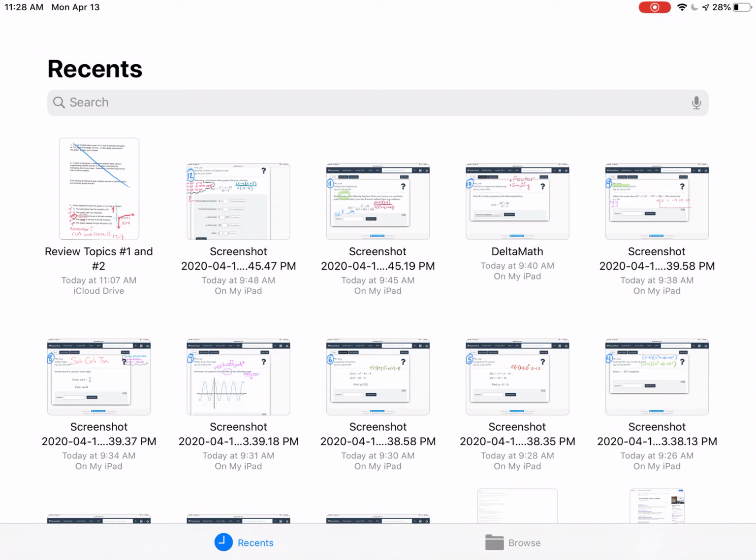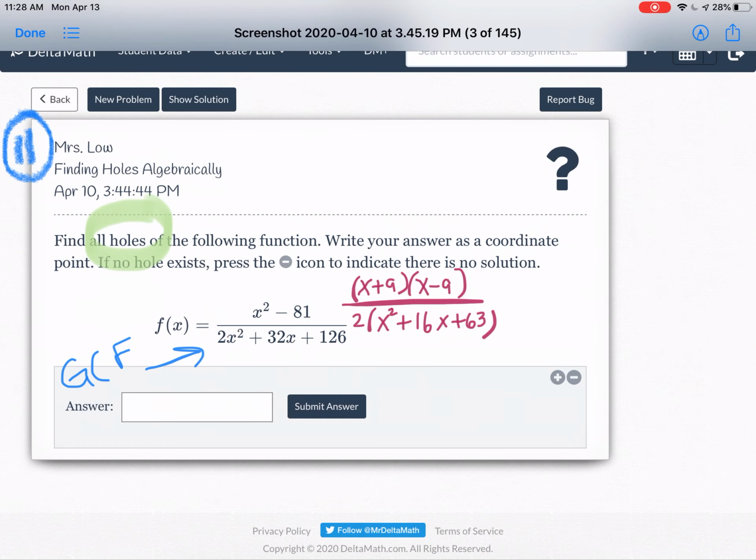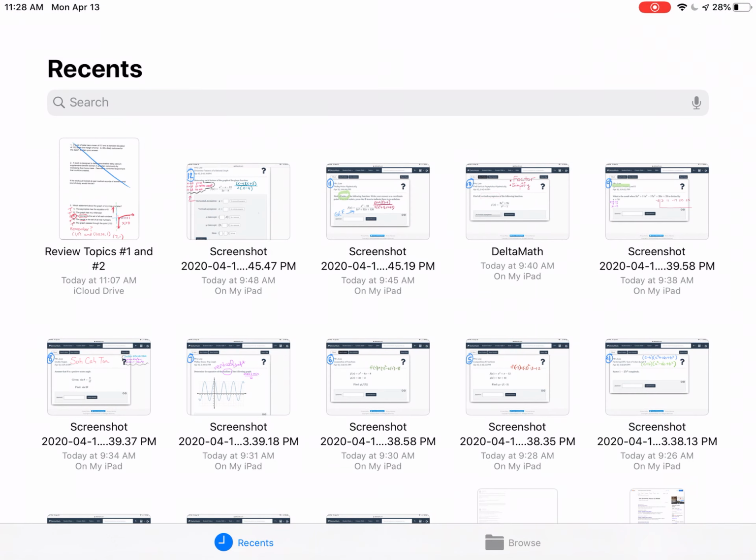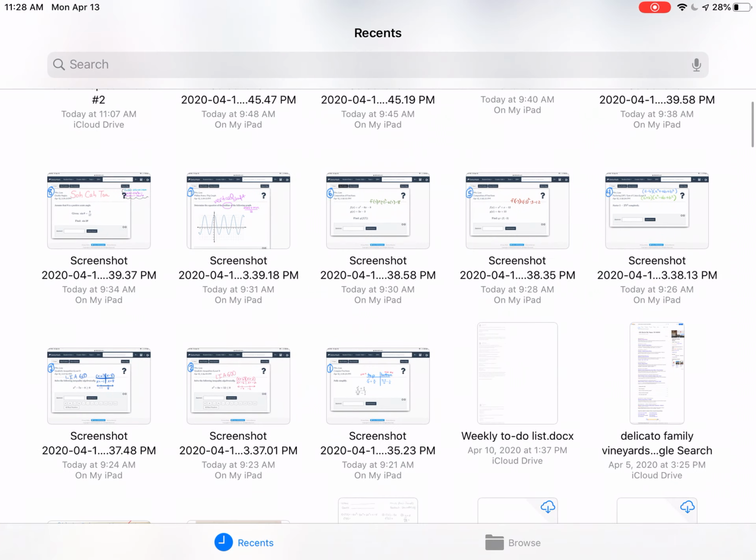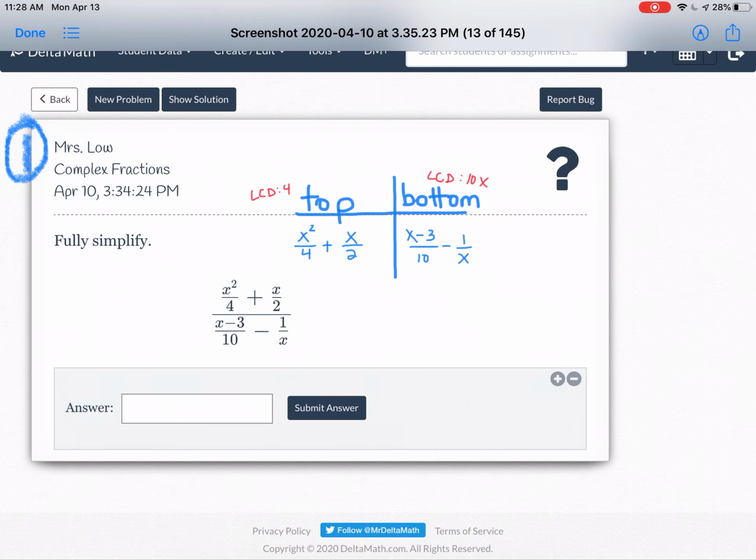So what I did is I went in and I made up, that's the wrong one. I made up a Delta and I screenshotted all of them so that I can do example ones with you. So this is as if I'm in the class with you and you're going to write these questions down into your notebook, okay?